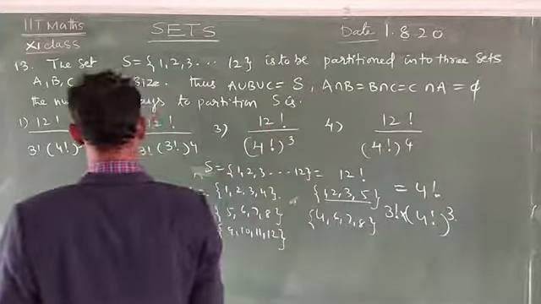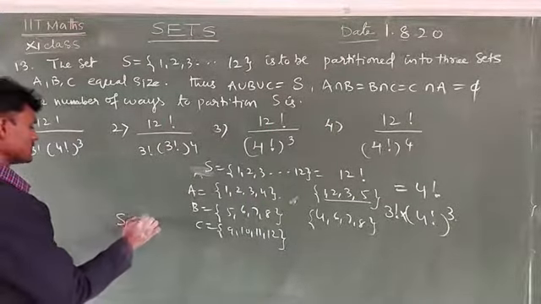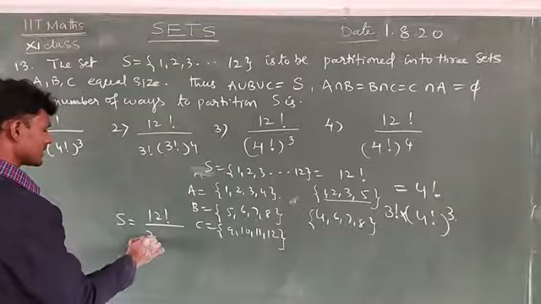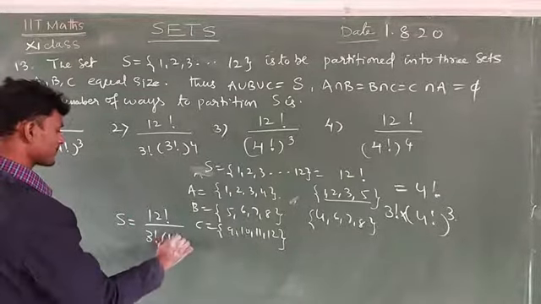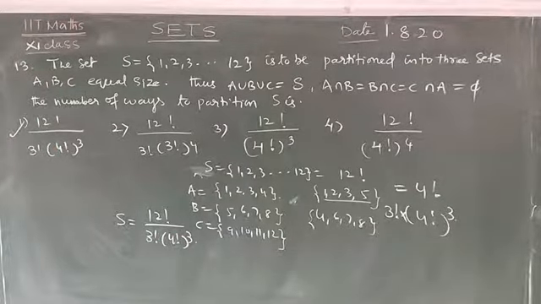Now the number of ways to partition S is equal to 12 factorial divided by 3 factorial into 4 factorial whole cube. Then first option, note down.